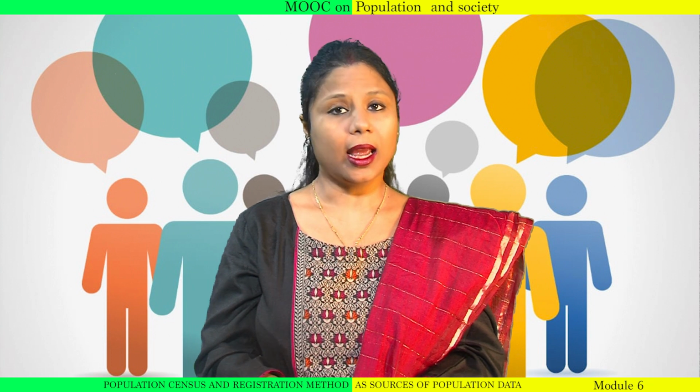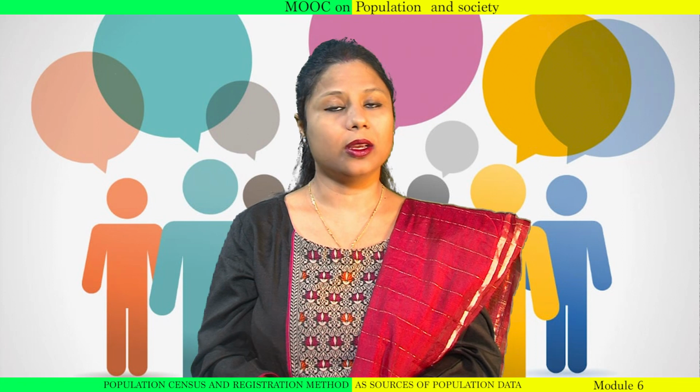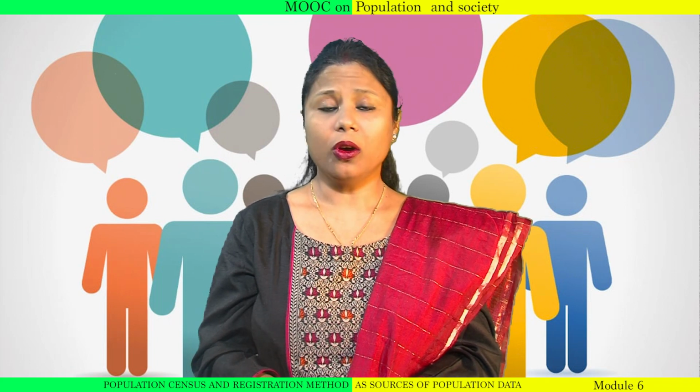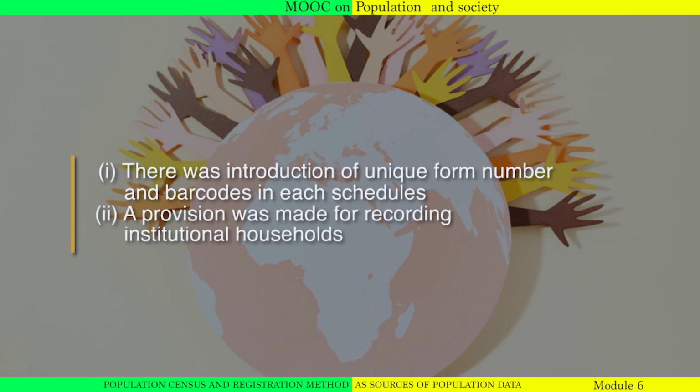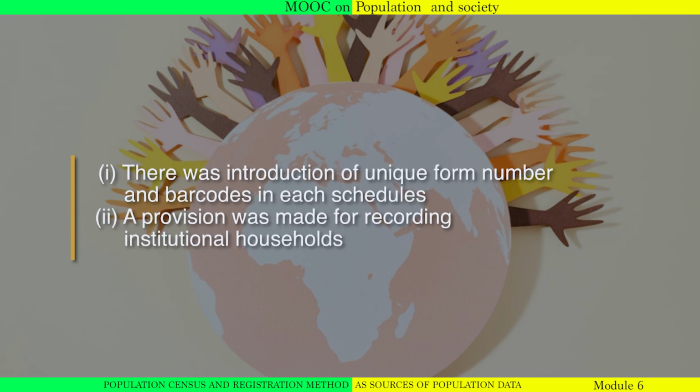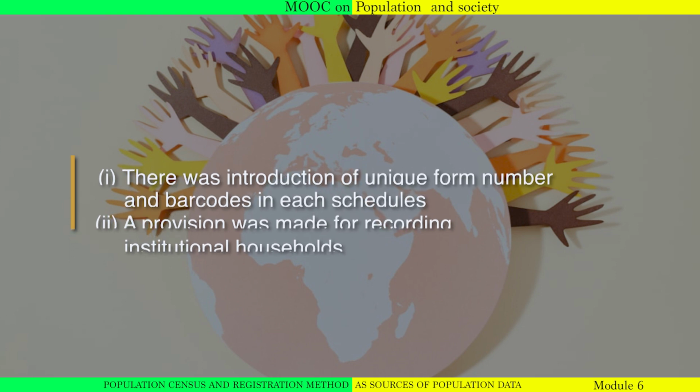The 1991 census prepared a questionnaire basically comprising 3 items: the house list, the household schedule, and the individual slip. Now coming to the latest 2011 census, it has some unique features. What are these? In this census there was the introduction of a unique form number and barcodes in each schedule. A provision was made for recording institutional households in this census.